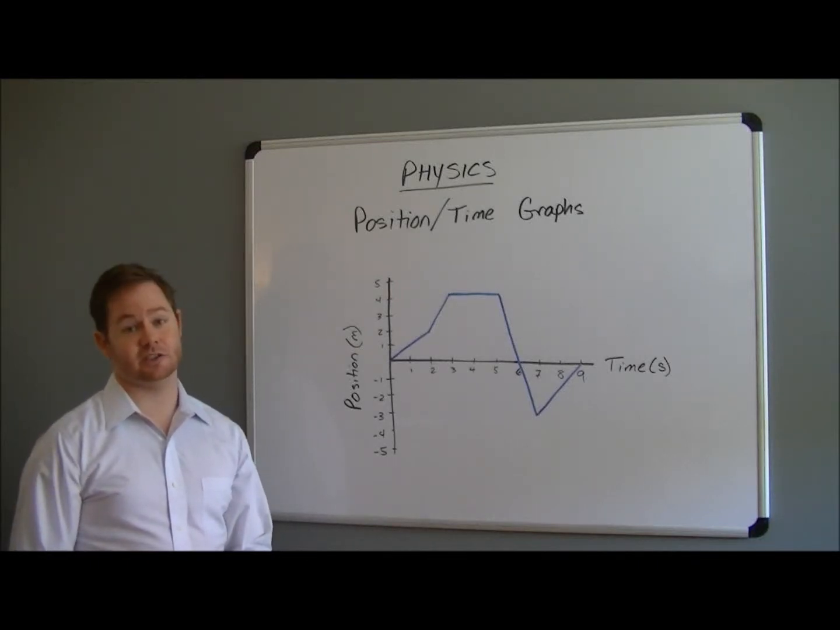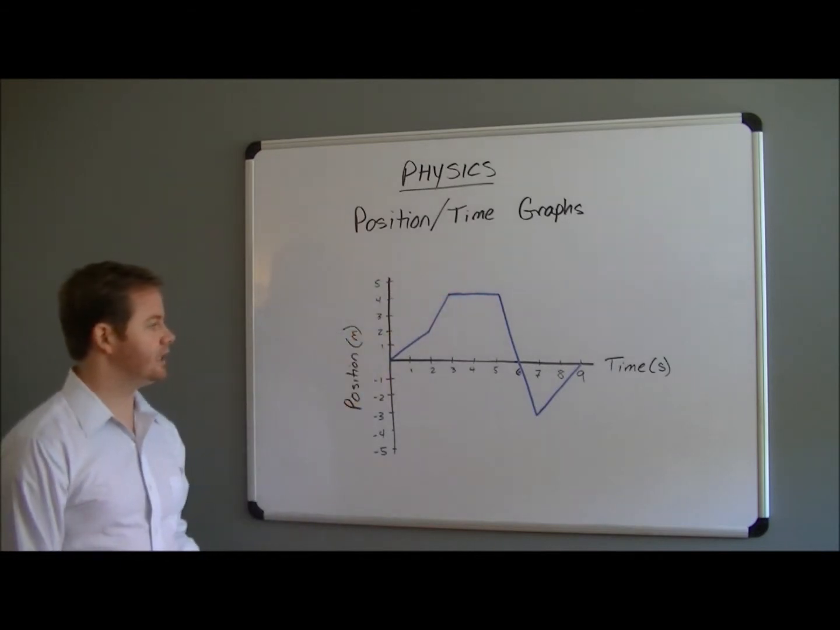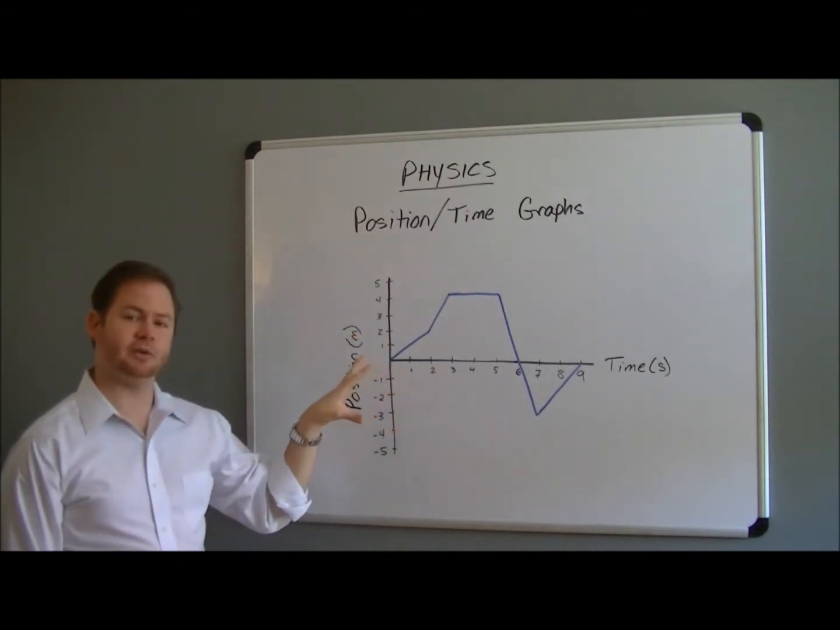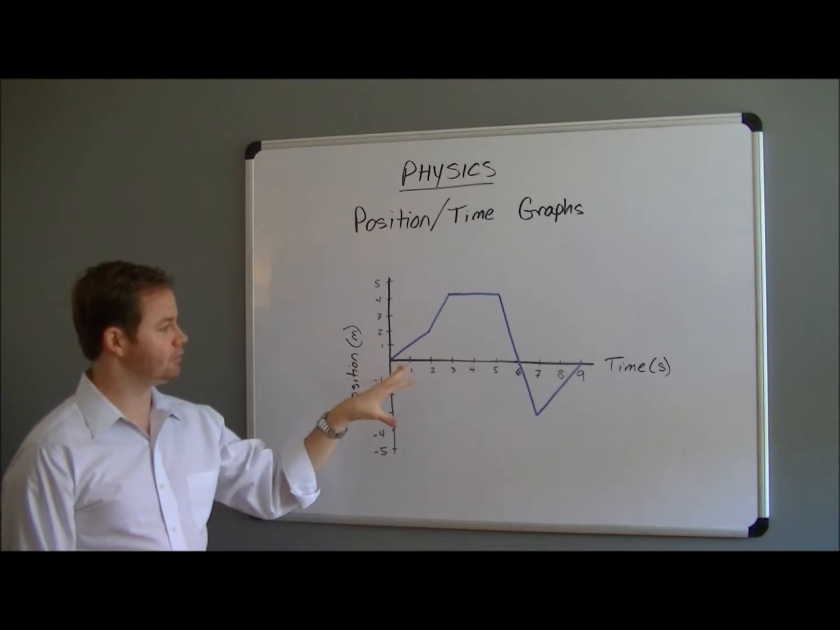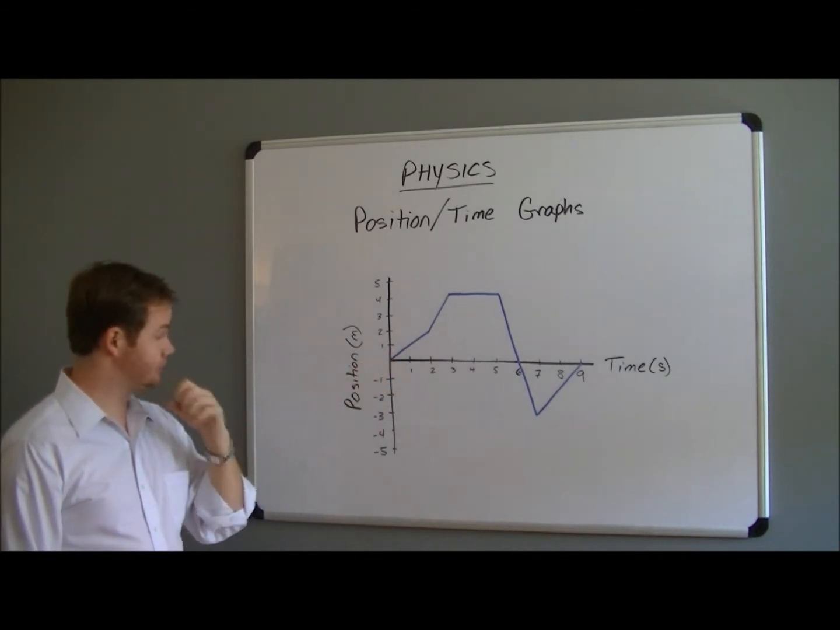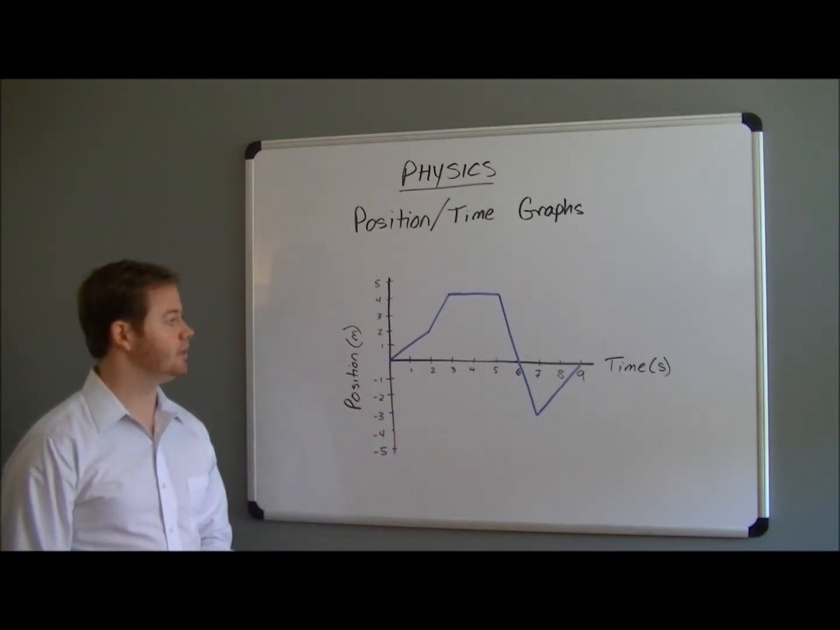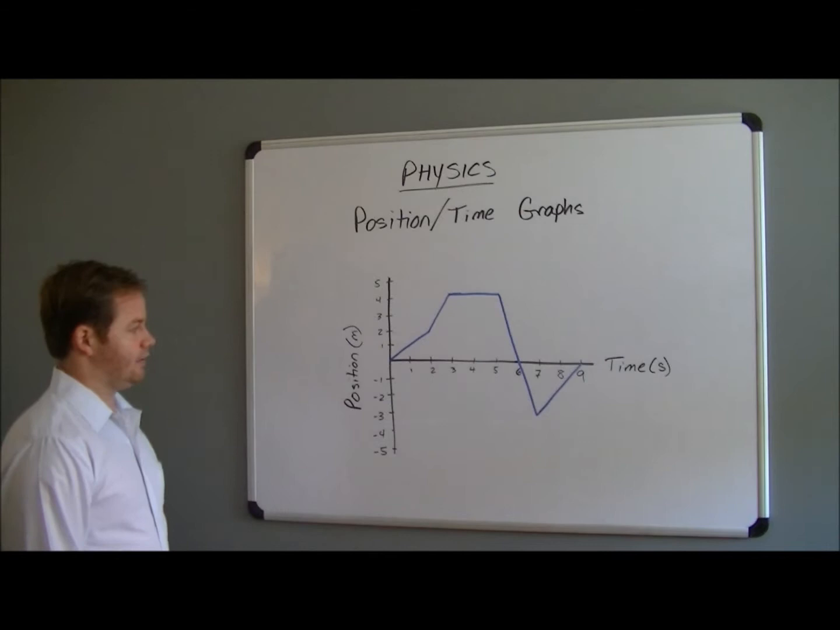Hi, in this physics lesson we're going to take a look at a position versus time graph so that we can talk through, we're not doing any calculations here, but just talking through what a graph like this means and how it reflects the relationship between position, time, and velocity. So let's take a look at this graph and talk about what it means.